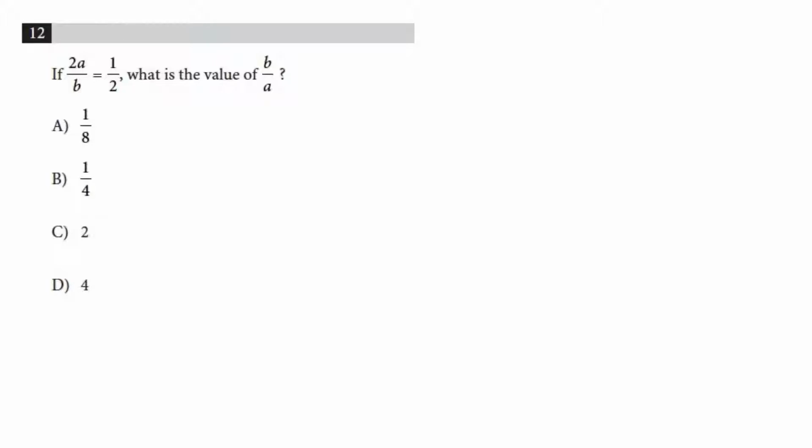12. 2a on b equals 1/2. What is the value of b over a? Okay, so let's get b and a isolated. Let's see how to do that. So we've got 2a over b equals 1/2.